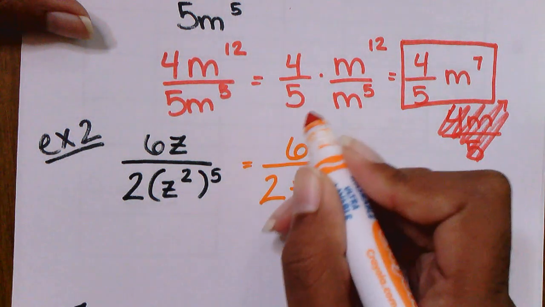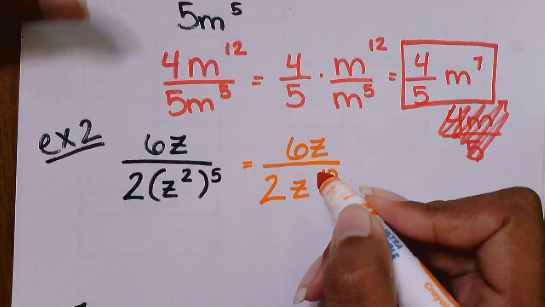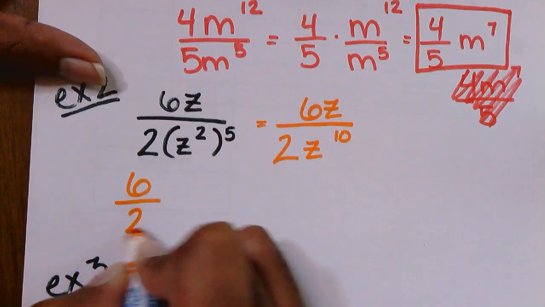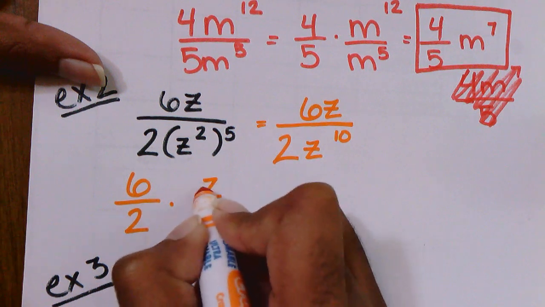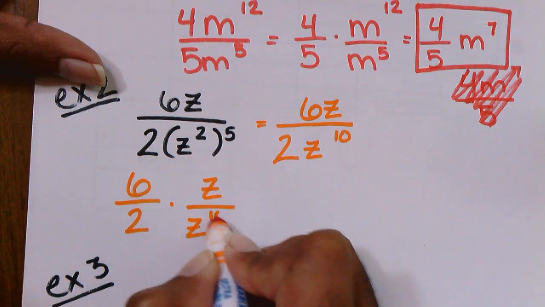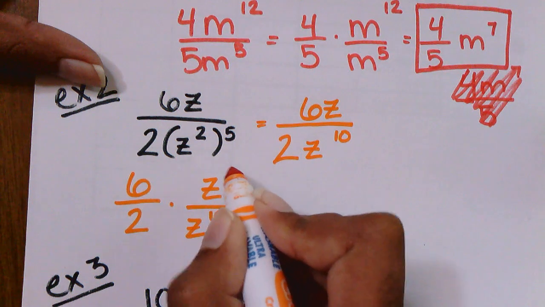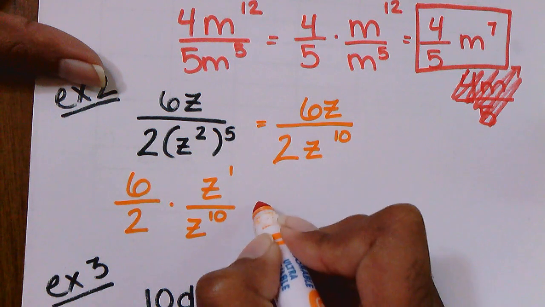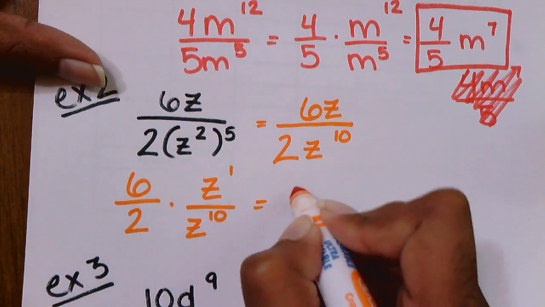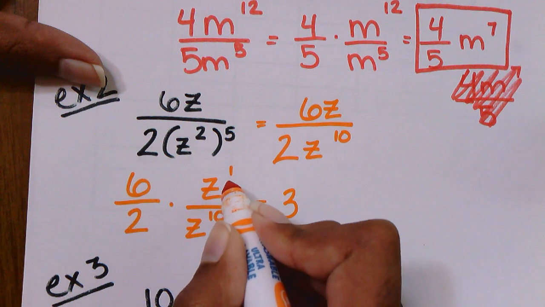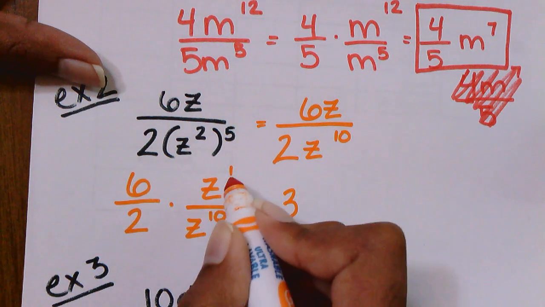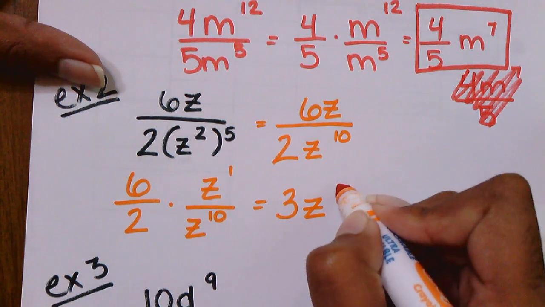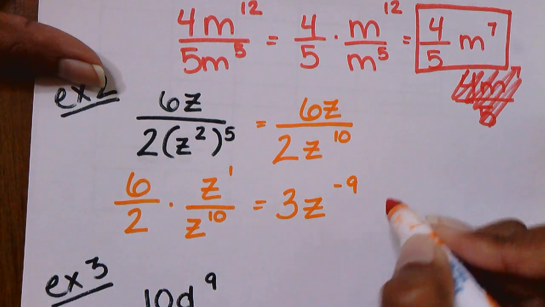And again, we want to simplify our fractions. So we're going to have 6 over 2 times z over z to the 10th power. Remember there's an invisible exponent of 1 whenever you just have a number or just a variable. So 6 divided by 2 is 3. Z to the 1st power over z to the 10th power is z to the 1 minus 10th power. So 1 minus 10 is negative 9.